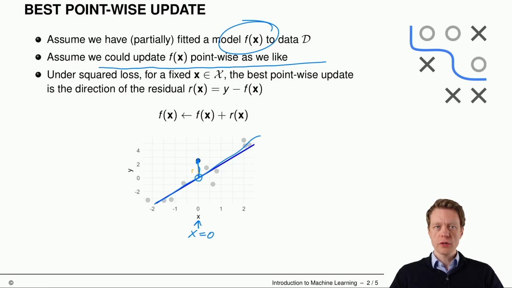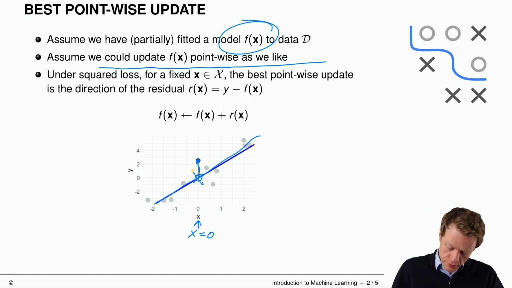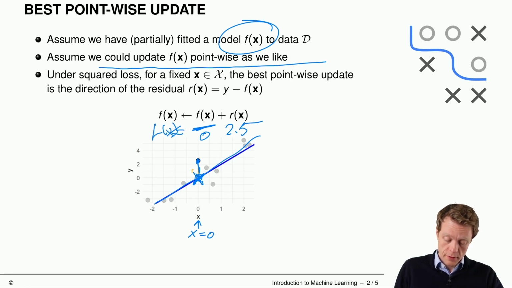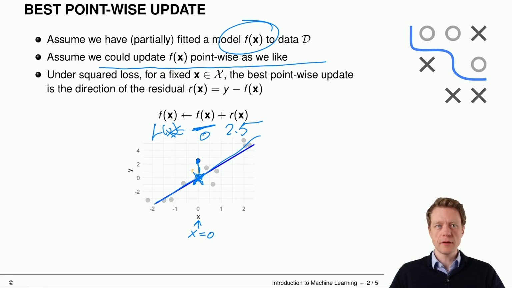And what we do to achieve this is we go into the direction of the residual. So we take that point here, f of x, and we say, that's the old f of x, which is 0. We just add, let's say, 2.5, and then that's the new f of x. Just at this point here, this only holds for x equals 0. And all the other points would be as they have been before, so this linear function here.